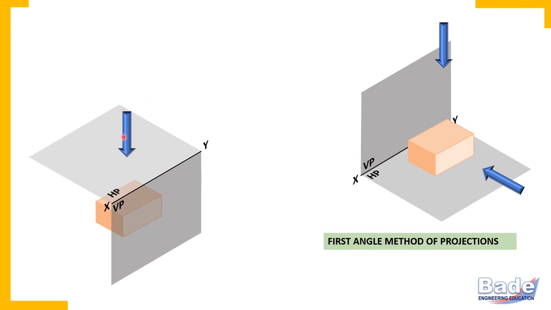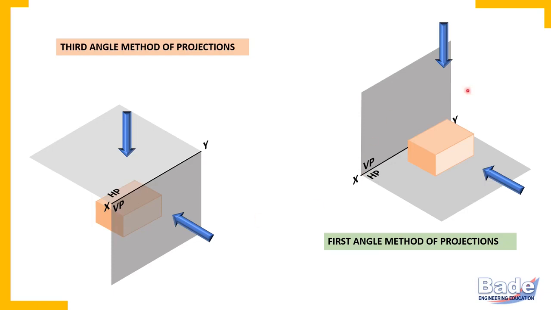This is the direction again perpendicular to HP. You watch the object in the direction perpendicular to HP and you get the top view. Watch the object in the direction perpendicular to VP and you get the front view. So now imagine these 2 planes as transparent planes. You are watching from the front and you can see the front side of the object. This is the third angle method of projection.